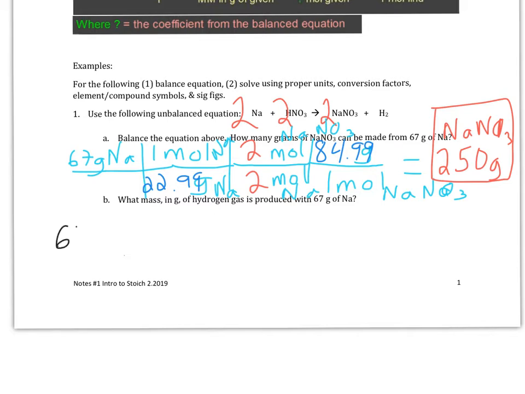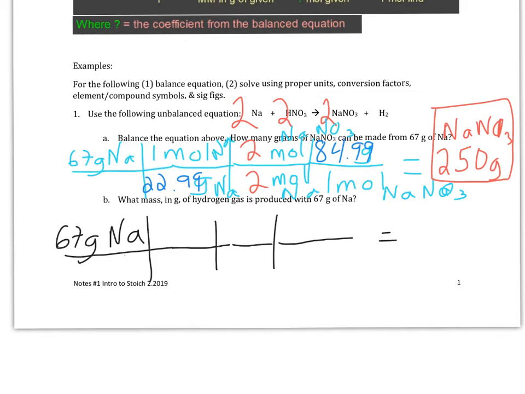So 67 grams of sodium. And I'm going to have the same train tracks, equal sign. And here I'm going to have 1 mole. And again, that was going to be 1 mole of sodium. And there's going to be grams of sodium. And over here is going to be 1 mole of the thing I'm trying to find. Let's take a look. I'm trying to find hydrogen gas, which is H2.